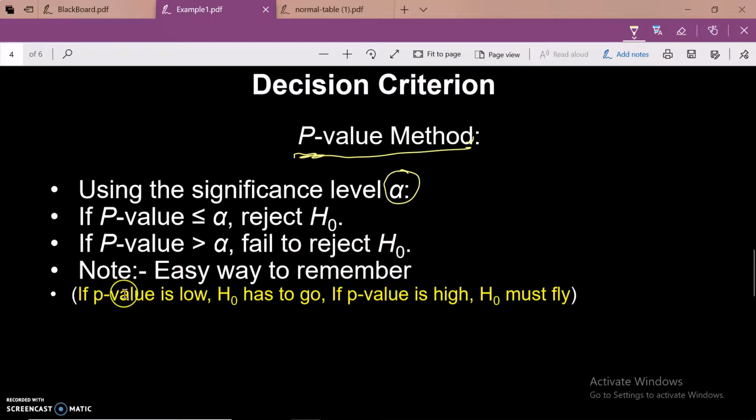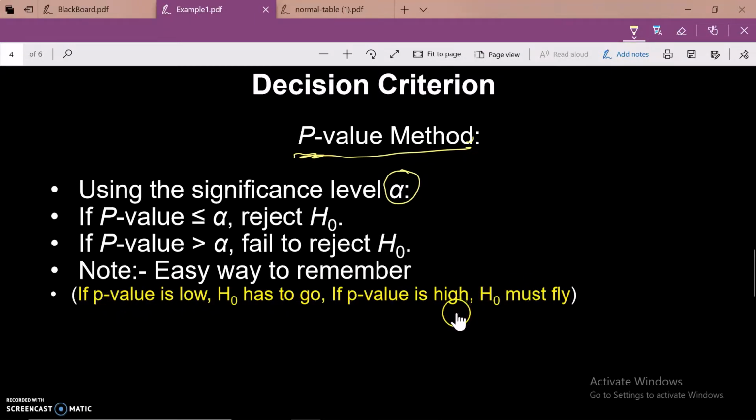And an easier way to remember is this: if the p-value is low, meaning less than alpha, H naught has to go, meaning you have to reject it. If the p-value is high, meaning greater than alpha, then H naught must fly. It means we are not going to reject the null hypothesis. This is a way of remembering it. This is not my discovery. I found it on the internet. I like it, and I'm putting it here. I don't take any credit for that.